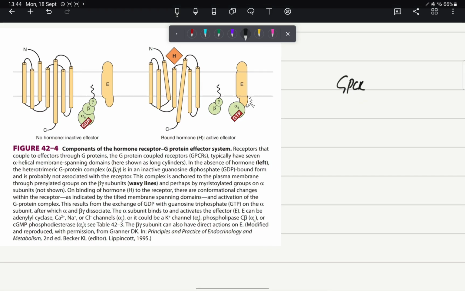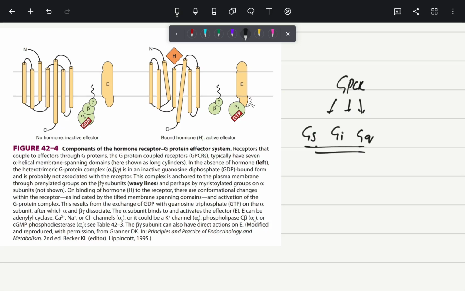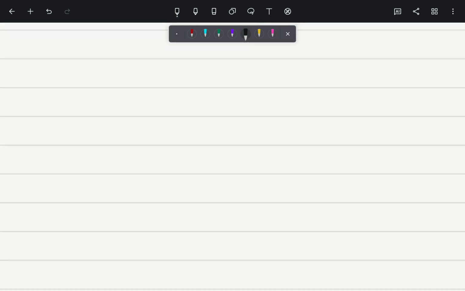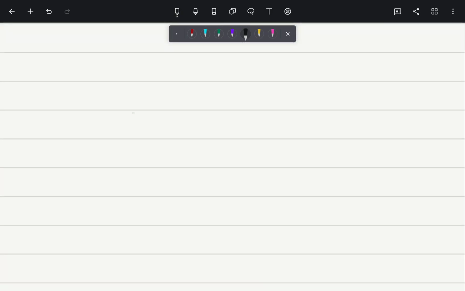So today we are going to talk about the G protein coupled receptors. In this video I will talk about the definition of G protein coupled receptors, and in my next video I'll talk about the different types of G protein coupled receptors such as your G stimulatory, G inhibitory and GQ subtypes. Okay. So first we will talk about the definition of G protein coupled receptors.